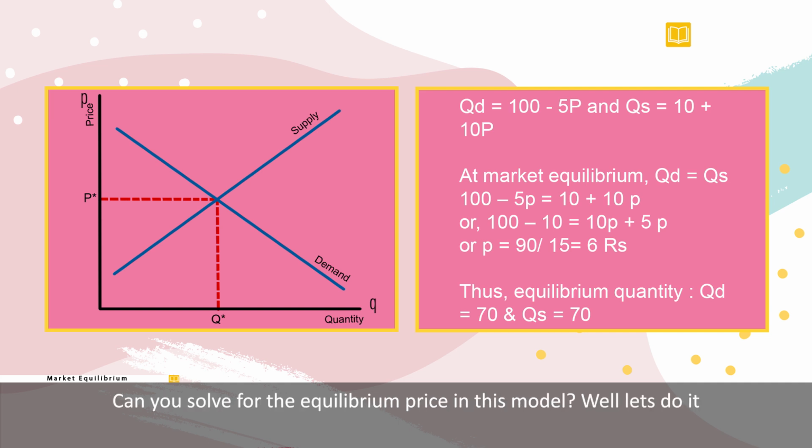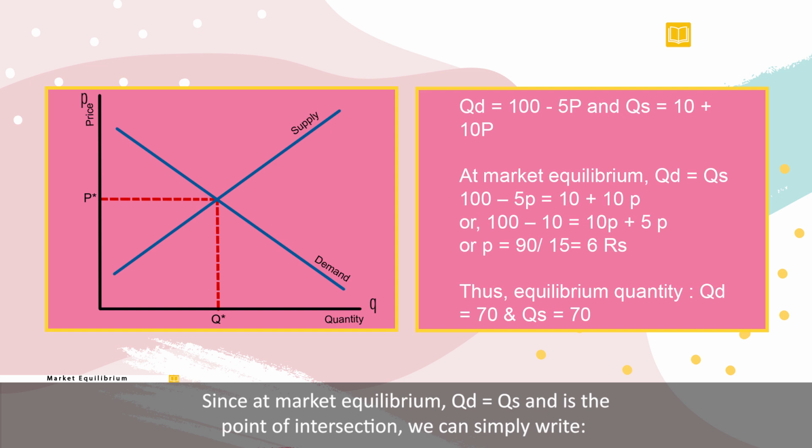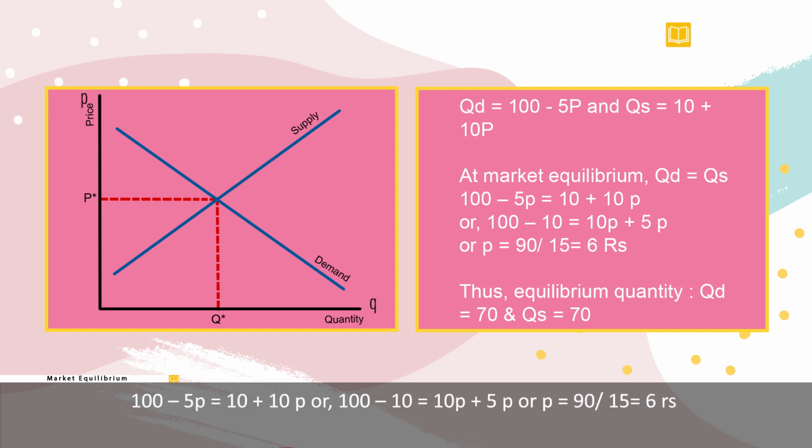Can you solve for the equilibrium price in this model? Well, let's do it. Since at market equilibrium, QD is equal to QS and is the point of intersection, we can simply write 100 minus 5P is equal to 10 plus 10P, or 100 minus 10 is equal to 10P plus 5P, or P is equal to 90 over 15 is equal to 6 rupees.